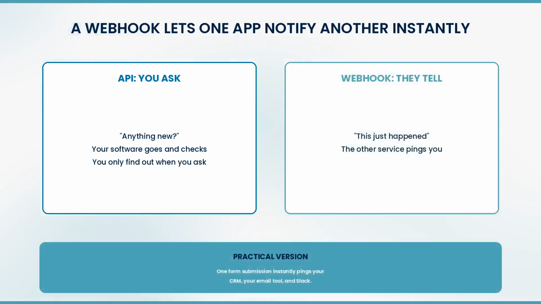Practical version, you set up a webhook in your form builder, so every submission instantly pings your CRM, your email platform, and Slack at once. No polling, no delay. The event triggers the notification. Webhooks are how real-time automation actually works. When a tool asks for a webhook URL, it wants a destination to send data to, and you'll get that URL from whatever tool is receiving.